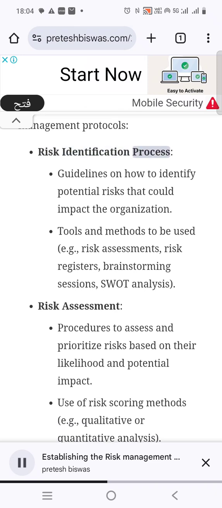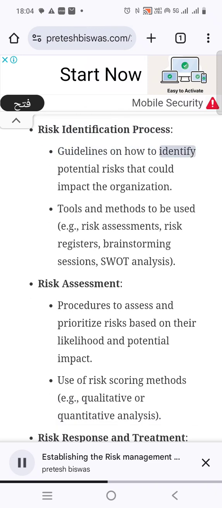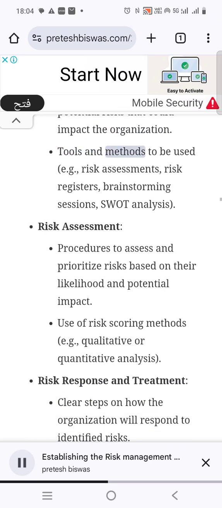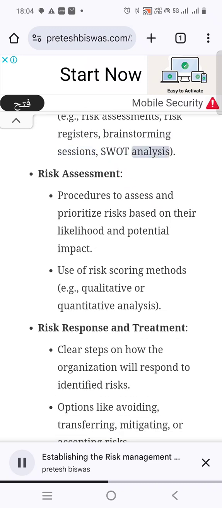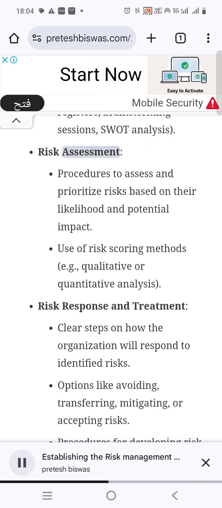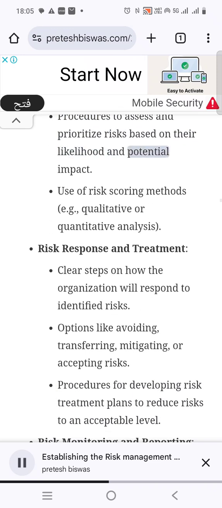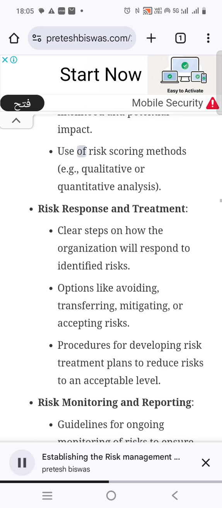Risk identification process. Guidelines on how to identify potential risks that could impact the organization. Tools and methods to be used, e.g., risk assessments, risk registers, brainstorming sessions, SWOT analysis. Risk assessment. Procedures to assess and prioritize risks based on their likelihood and potential impact. Use of risk scoring methods, e.g., qualitative or quantitative analysis.